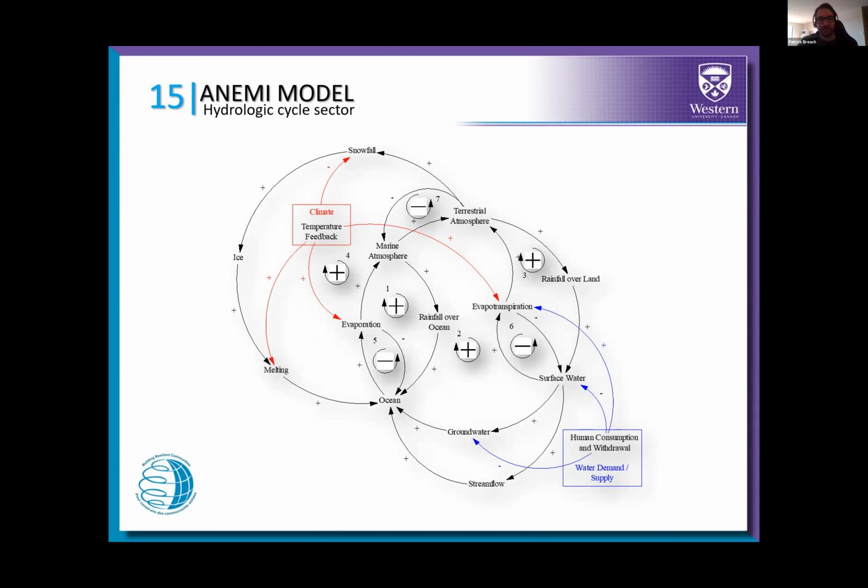The hydrologic cycle sector in ANEMI describes the flow of water from oceans to atmosphere, onto the land surface, and through groundwater and streams back to the ocean again as a continuous cycle. Each point in the hydrologic cycle can be considered as a kind of reservoir from which water flows to and from. These feedback loops illustrate the movement of water from the atmosphere to the land surface as rainfall or snowfall, and then back to the atmosphere through evaporation and evapotranspiration.